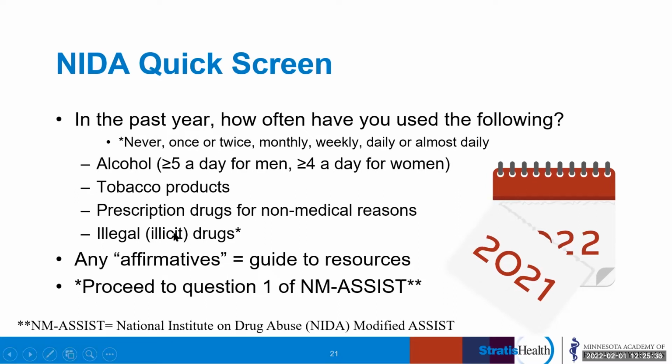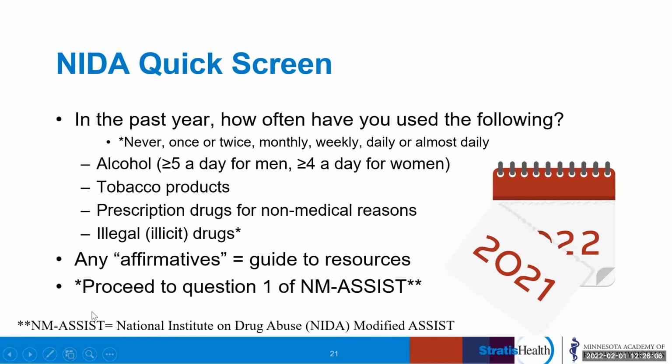Once or twice would be more your illegals. Tobacco products is where you're in that daily, and it's how much. So this one doesn't really give you great cutoffs as to what you call an affirmative, which is why I put this in beautiful quotes. If any of them are affirmative, that's where you'd have those further conversations. That's that SBIRT, considering a brief intervention. Are you smoking every day? Okay, do you have any desire to quit? That's your motivational interviewing type thing.